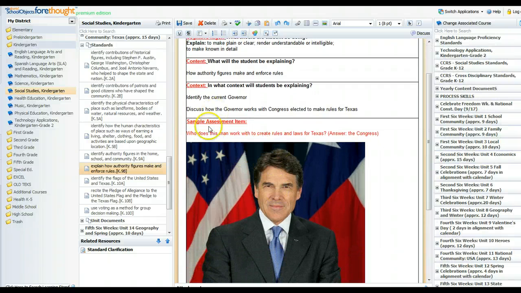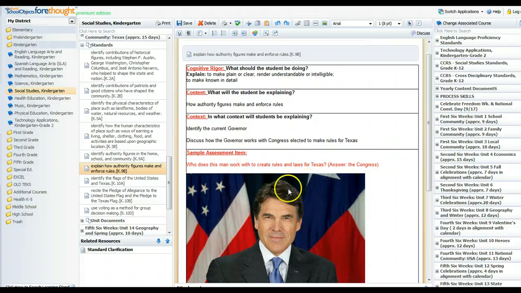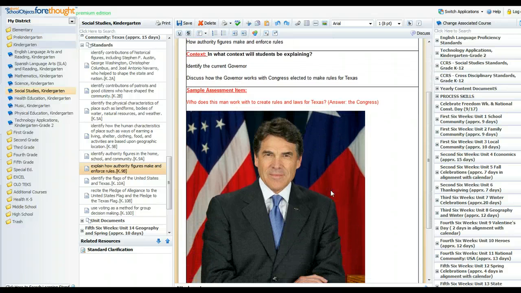Also, they need to understand that it's important that they understand how authority figures make and enforce rules. And remember, that term authority figures is very important for you to get in. So the sample assessment is, who does this man work with to create rules and laws for Texas? And the answer would be the Congress. So they need to know that he alone does not make rules, but that he has another faction of people who are with him, and together those people make the rules.